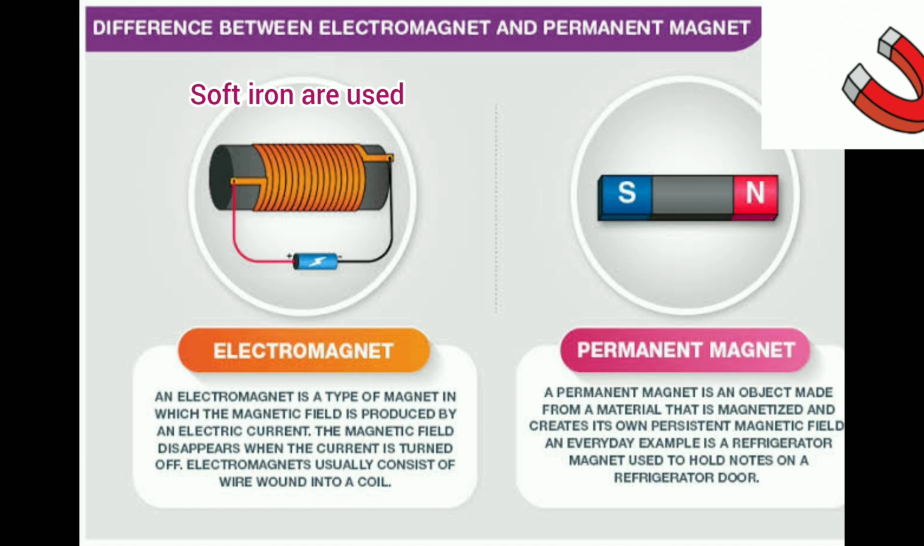Then we have electromagnets. An electromagnet is a type of magnet in which the magnetic field is produced by an electric current. It is not produced by itself; it is produced with the help of electric current, so the magnetic field disappears when the current is turned off. You can magnetize and demagnetize it very easily. Once the current is stopped, it demagnetizes; once the current is flowing, it gets magnetized.